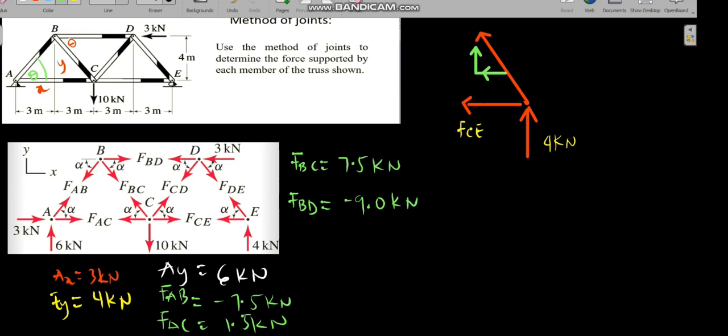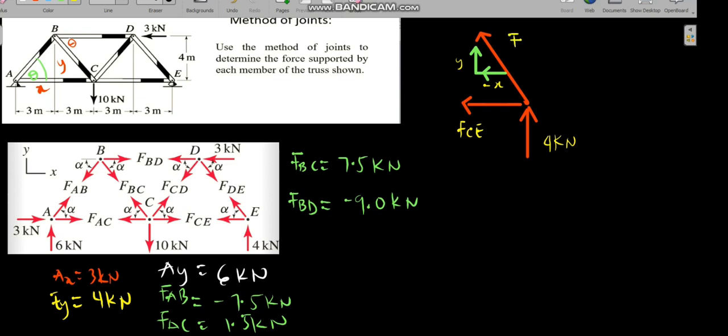Okay, so you see that the X component will be negative because it will move in the direction against the positive X axis. So this will be negative, and then this will be positive. Okay, so now let's find the X and then the Y components of this FDE.